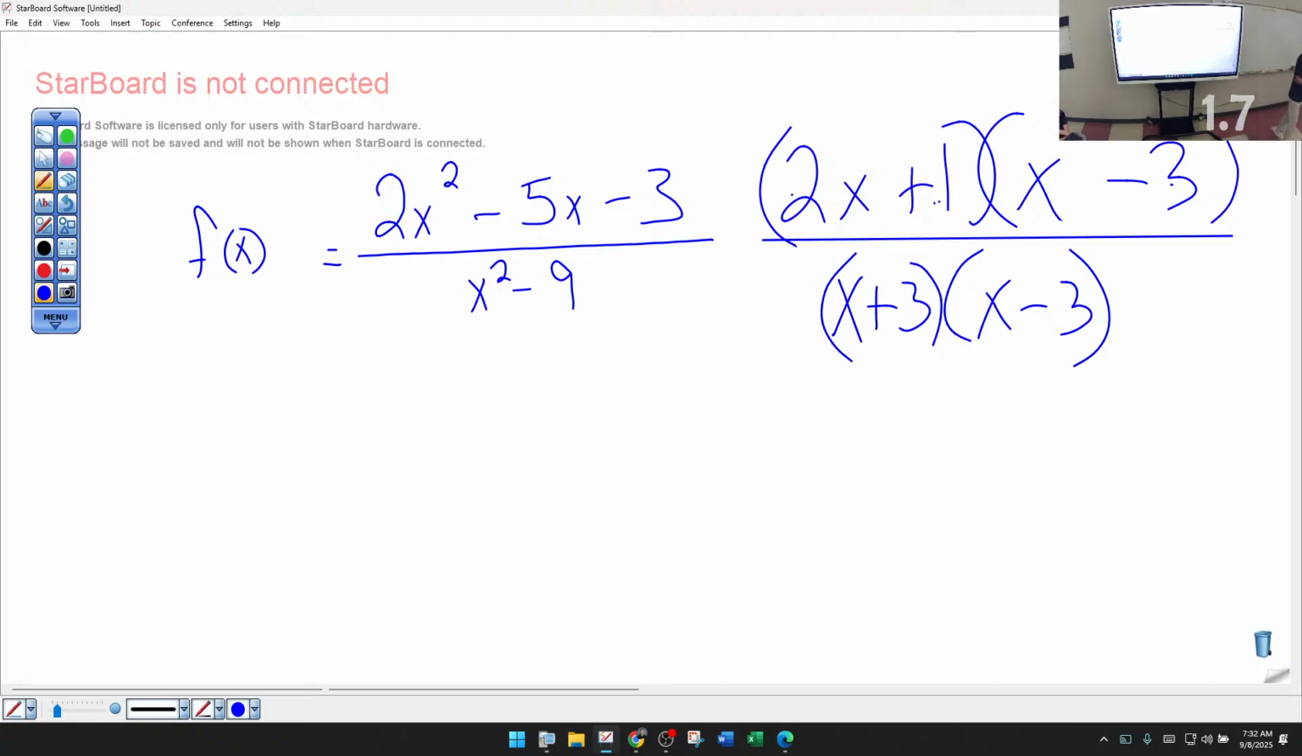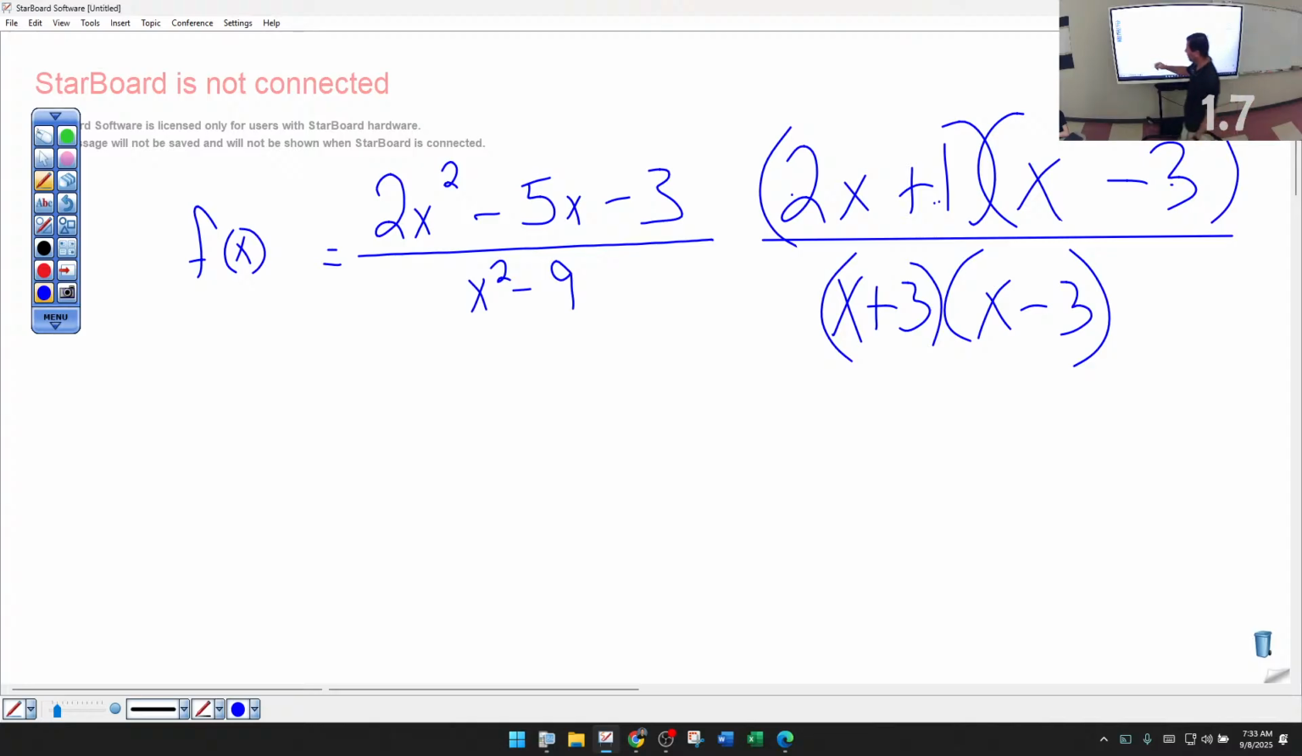And so when we see a rational function, chances are really good you're going to have to factor the top and factor the bottom, because that's going to help us do some things, okay? Now I can see pretty easily that -1/2 is a 0. You set the factor equal to 0.